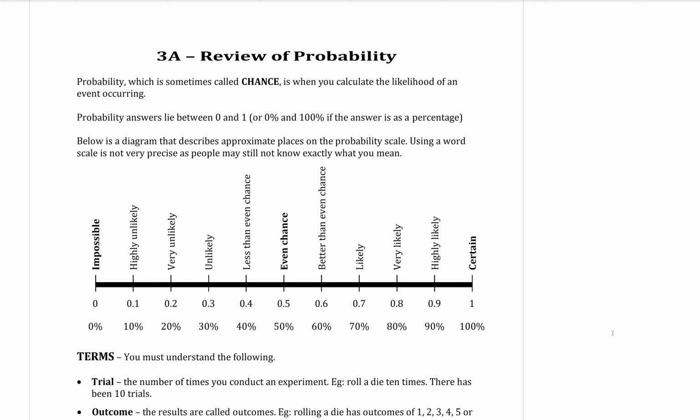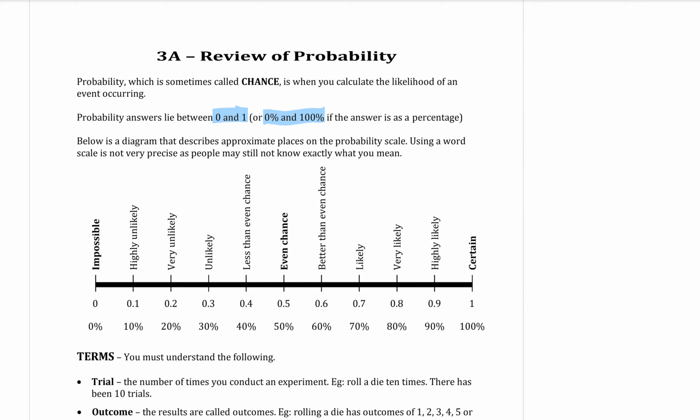So probability, which is sometimes called chance, is when you calculate the likelihood of an event occurring. Probabilities lie between a 0 and a 1. Usually we write them as fractions. You could write them as decimals, however. Or if you write it as a percentage, it would be between 0 and 100%. So below we have a diagram that describes approximately the places on the probability scale.